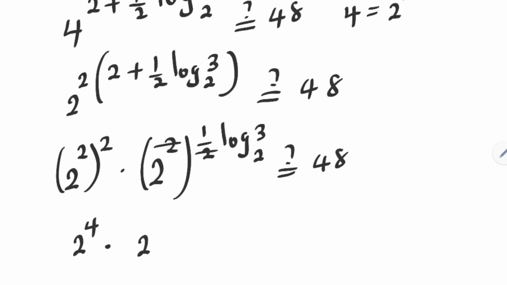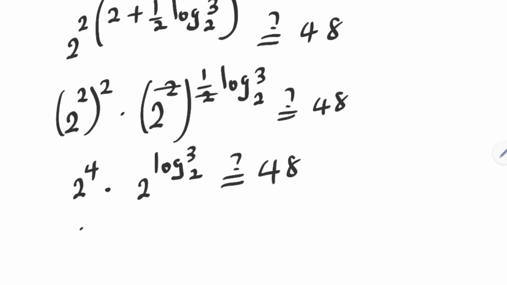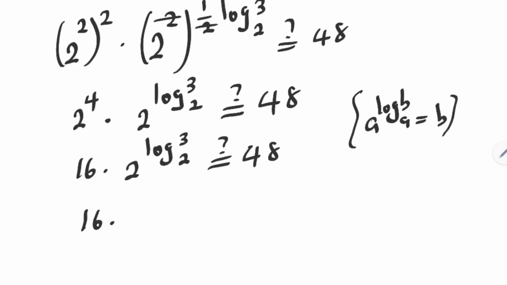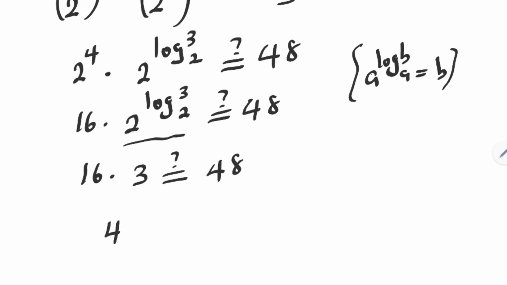We have 2 raised to power log 3 base 2 must be equal to 48. 2 raised to power 4, this is 16, multiplied by 2 raised to power log 3 base 2 must be equal to 48. If you have a raised to power log b base a, this is equal to b. Here we have 16 multiplied by the whole of this, which is 3, must be equal to 48. 16 multiplied by 3, this is 48, is equal to 48, which is true.